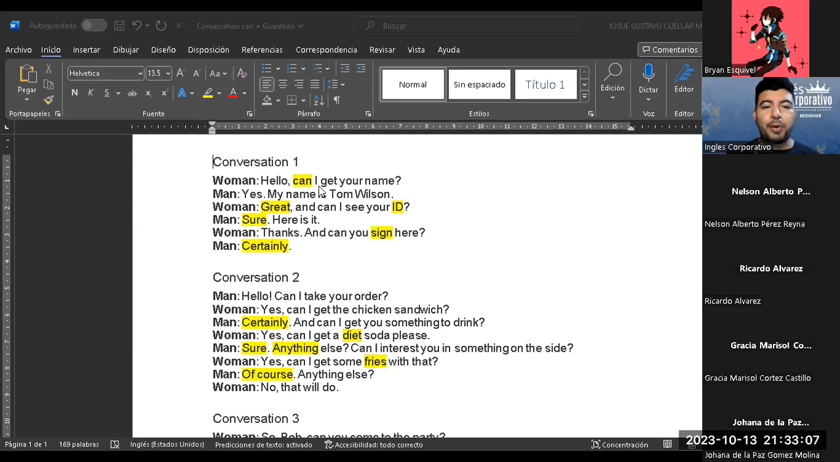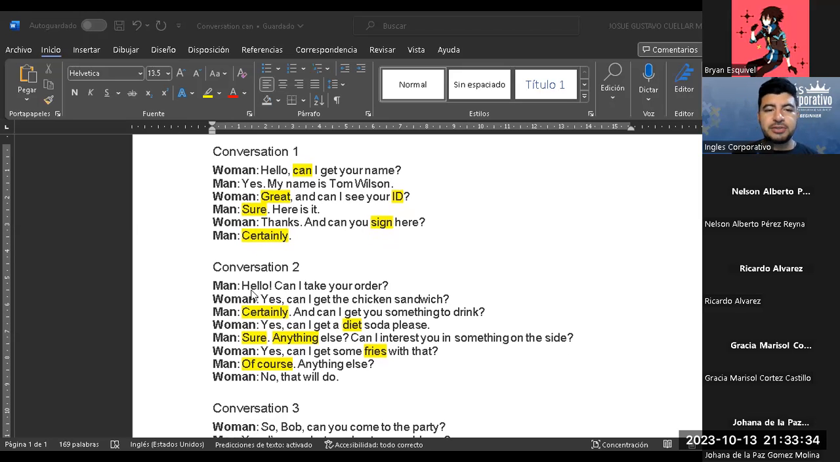Entonces acá tenemos, ¿verdad? Que dice, hola, ¿puedo tener tu nombre? Sí, mi nombre es Tom Wilson. Genial. ¿Puedo ver tu ID? Es el, como el DUI, carnet. Seguro, aquí está. Gracias. ¿Y puedes firmar acá? Seguro, ¿verdad? Certainly. Okay. Can, great, ID, sure, sign, certainly. Okay, conversation two.